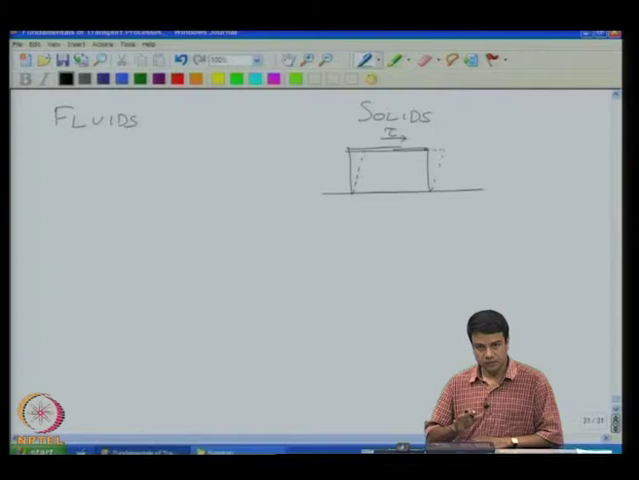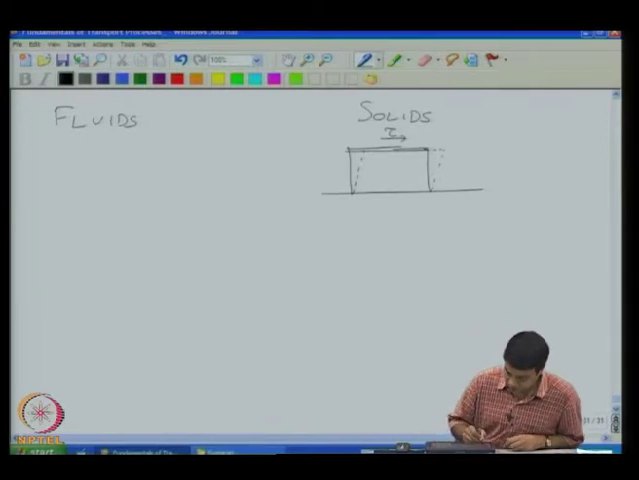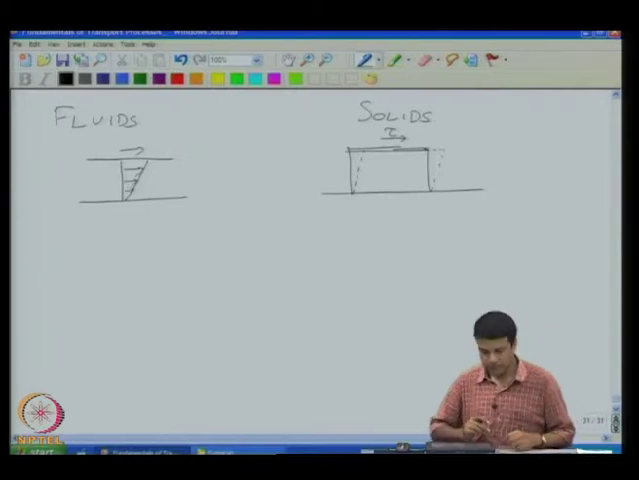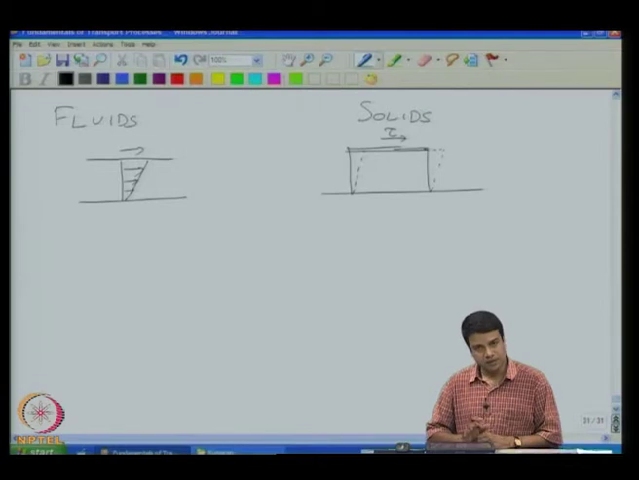Of course, if you increase the stress even further, it will reach a breaking point or a yielding point where there will be failure. But if the stress is small enough, it is going to yield for some time and then it will stop. A fluid, on the other hand, if you apply a stress on a surface, is going to continuously go on flowing. So, in a solid, a stress creates a deformation.